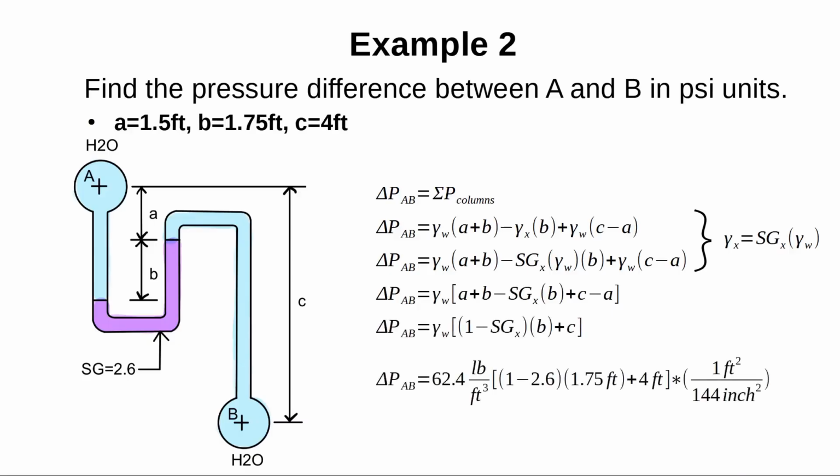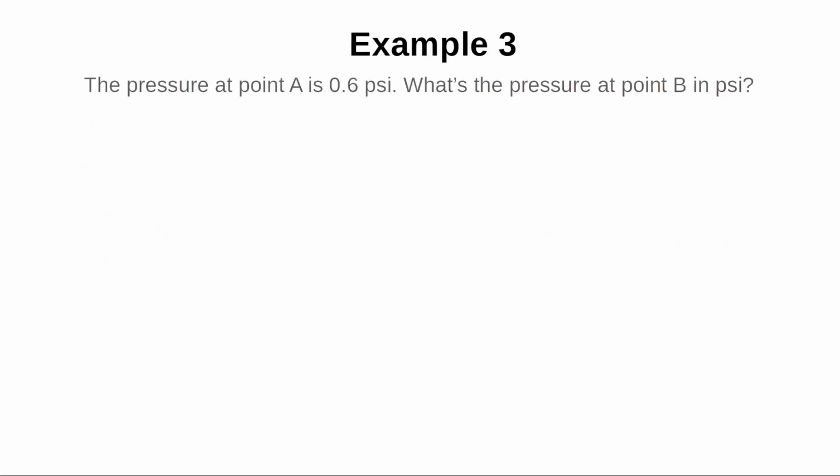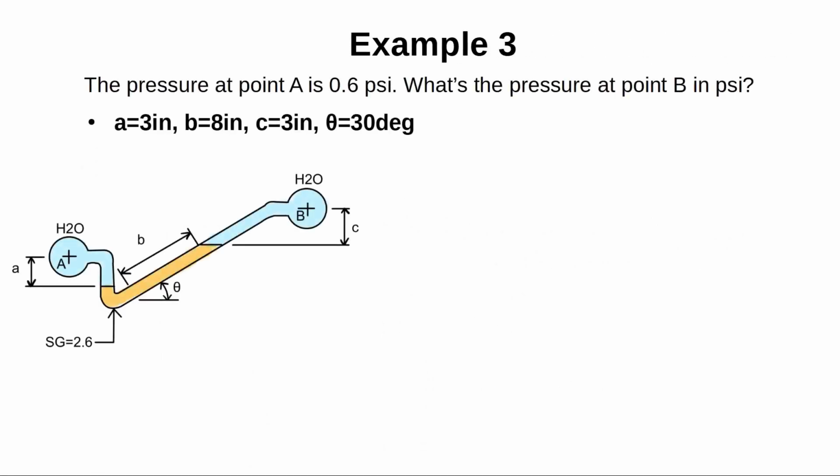Let's plug in our values and be careful to apply unit conversion factors to get the desired result. Our pressure difference is 0.52 psi. The pressure at point A is 0.6 psi. What's the pressure at point B in psi?